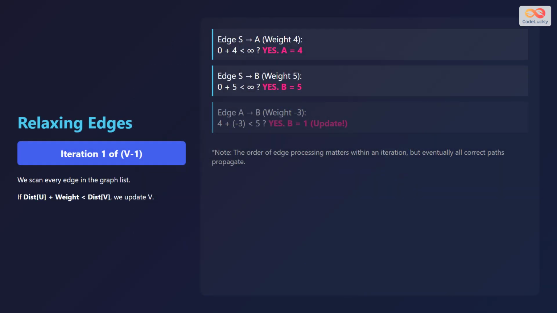During the first iteration, we look at all edges. When we process the edges connected to the source, the neighbors get updated values. For instance, node A might become 4 and node B might become 5. Later in the process, the negative edge from A to B allows us to update B again to an even smaller value, proving that the direct path wasn't the shortest.